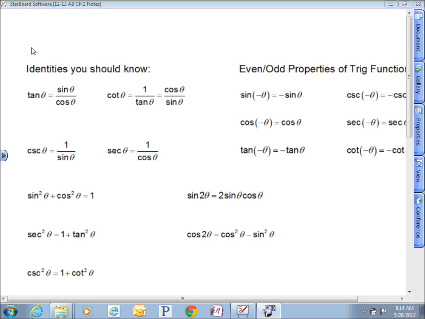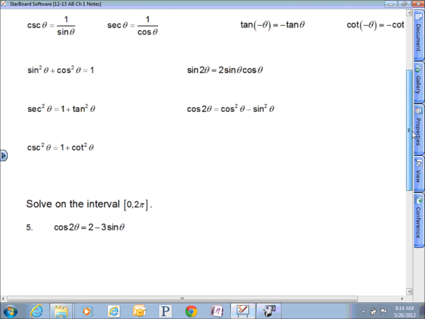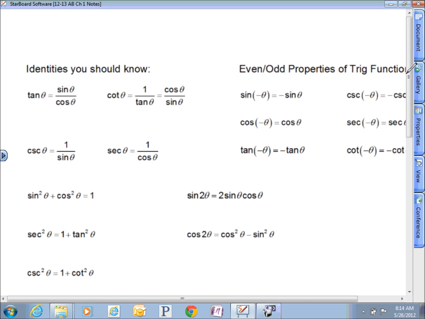Second video. Now we're getting into how to use identities, reviewing identities with trig, and also using them ultimately to solve a problem like that number 5 down there, solve this thing on the interval 0 to 2 pi. So identities that we should be able to keep track of.